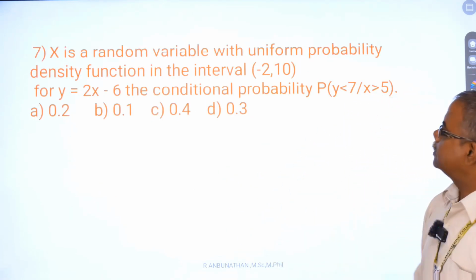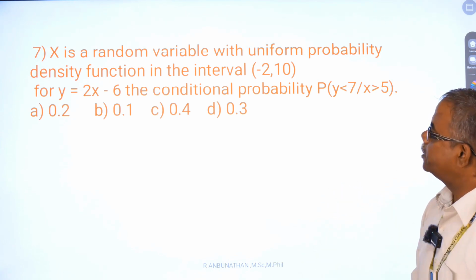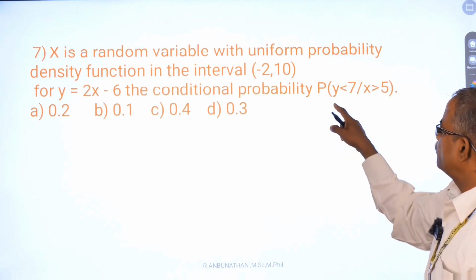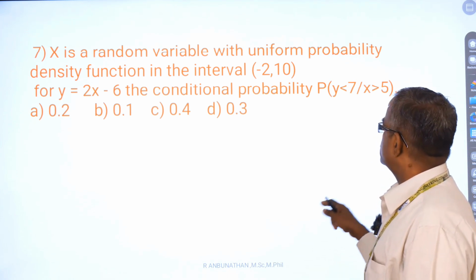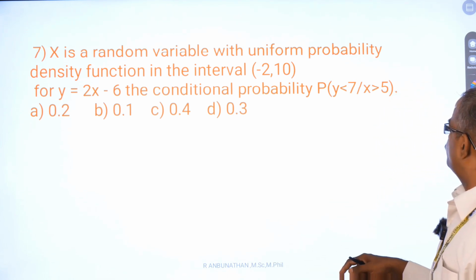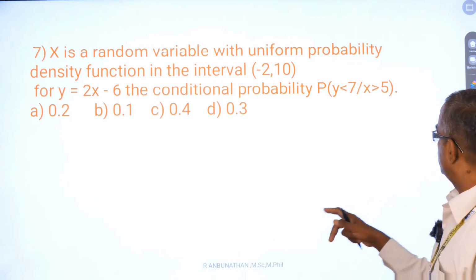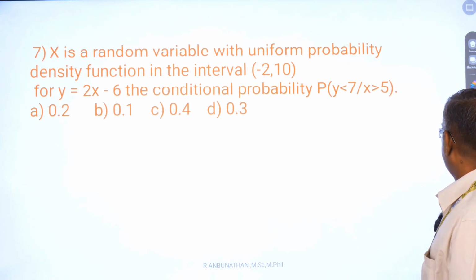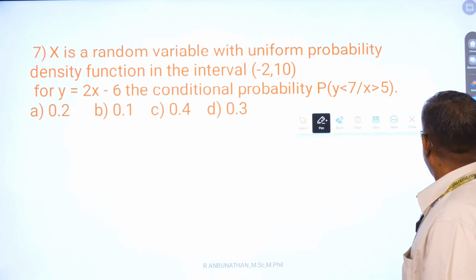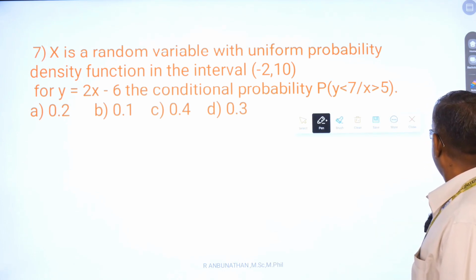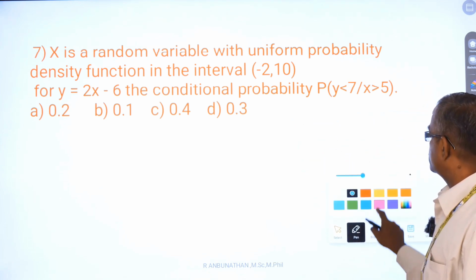And the seventh question: x is a random variable with a uniform probability density function on the interval minus 2 to 10. For y equal to 2x minus 6, find the conditional probability P of y less than 7 given x greater than 5. Four answers are given. First I will explain the conditional probability.